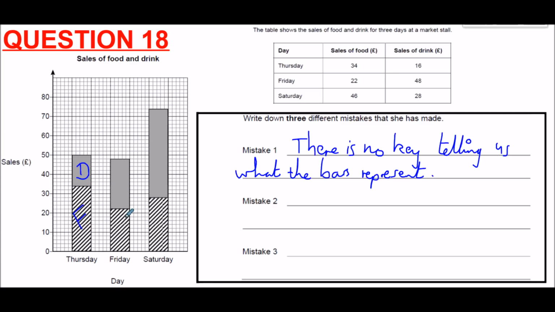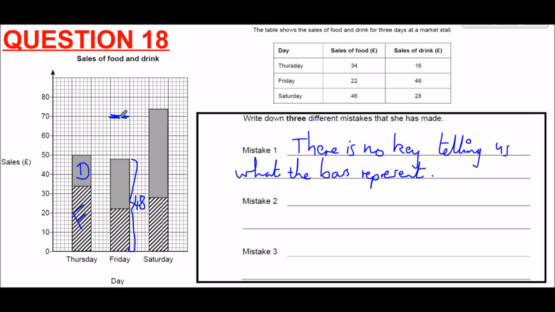Based on that, looking at Friday, the sales of drink only is £48. But this is the total height of both bars. So on Friday, the total height is £48, whereas that can't be true because it's 48 for the drink only. Then you need an extra 22 for the sales of food. So the total height for the Friday bar should be 48 plus 22. It should be up at 70.